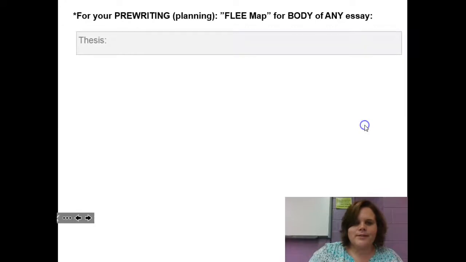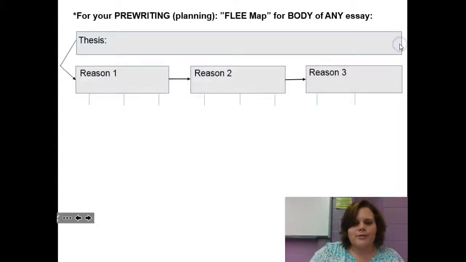So, this is already written on your paper. I just want you to follow along. You would not need to write your thesis again, but this is to help you plan. So you're going to write your thesis, and whatever reasons were in your thesis, whatever categories were in your thesis, you would split them up here.